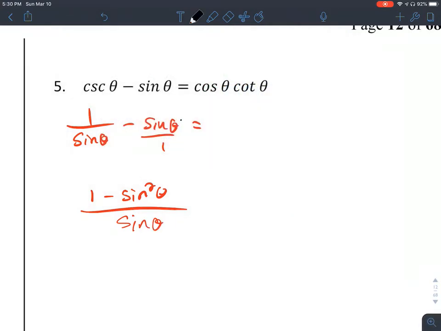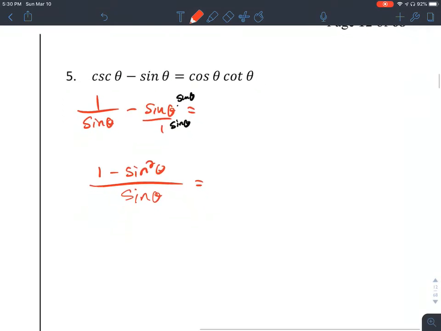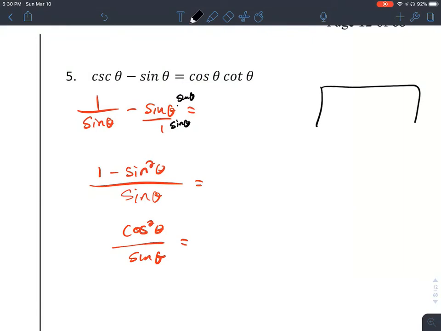Let me just show that. Once you have common denominators, you can subtract the tops, leave the bottoms the same. 1 minus sine squared of theta, well, that's cosine squared of theta. How do I know that? Let me show you with a little side work, as they say. Sine squared of an angle plus cosine squared of the same angle equals 1. If I subtract sine squared from both sides, I get that cosine squared of theta is 1 minus sine squared of theta. So that's how I know that that's cosine.